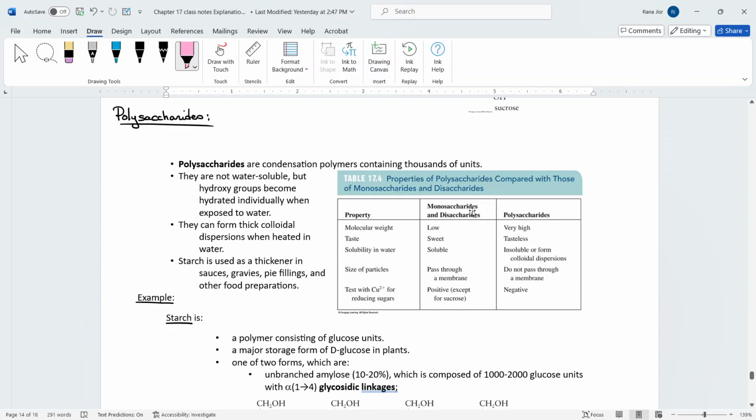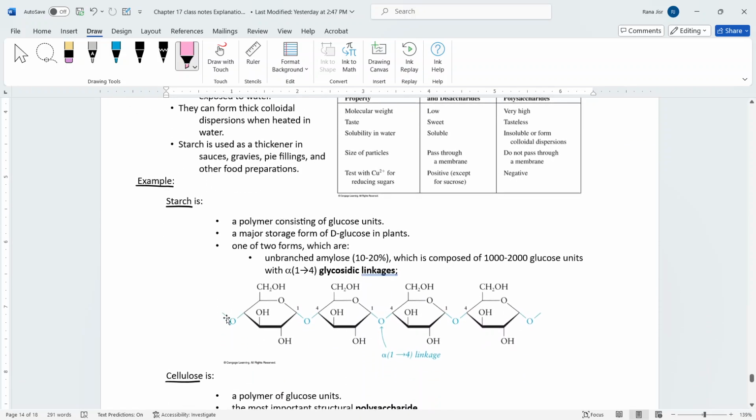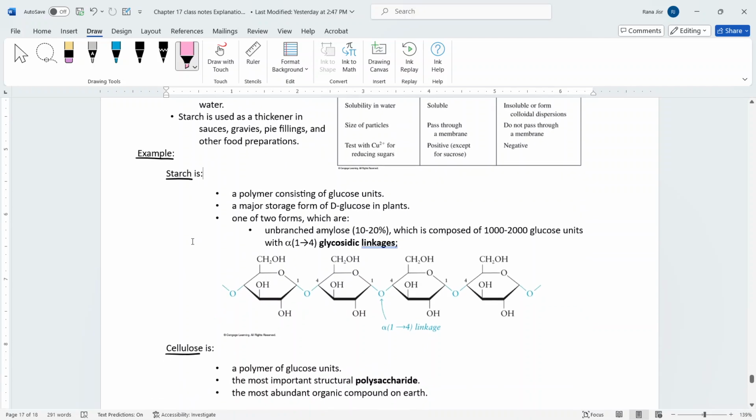Okay, all monosaccharides and some disaccharides are reducing sugars, with the exception of sucrose. Sucrose is not a reducing sugar, and polysaccharides are not reducing sugars either. Polysaccharides have a negative test with the Benedict solution. We have two examples of polysaccharides: we have starch and we have cellulose.